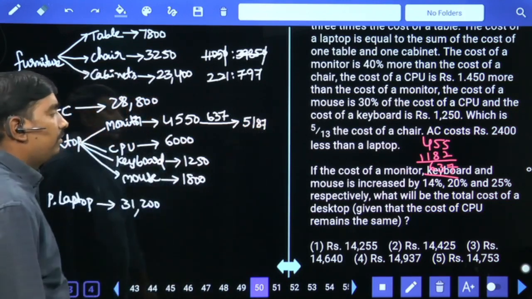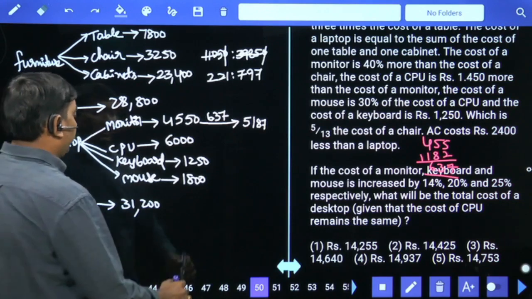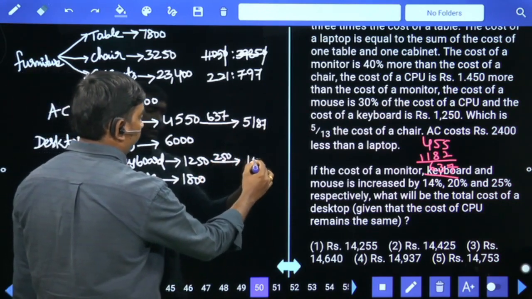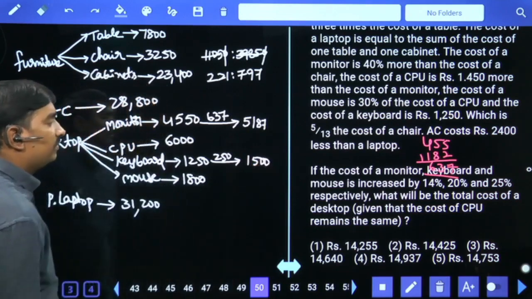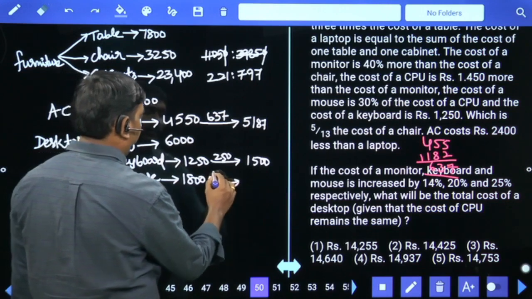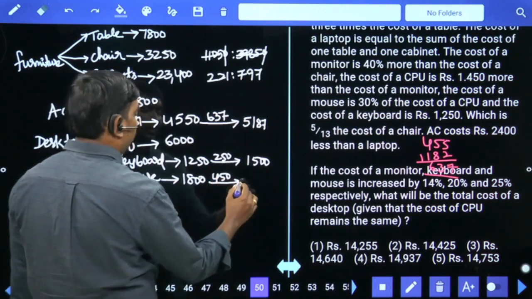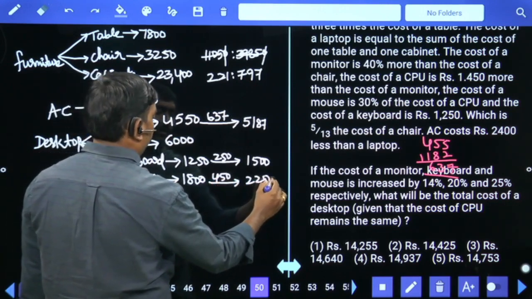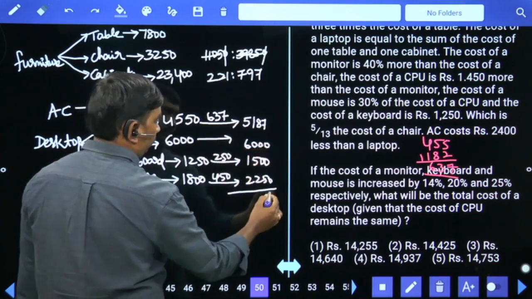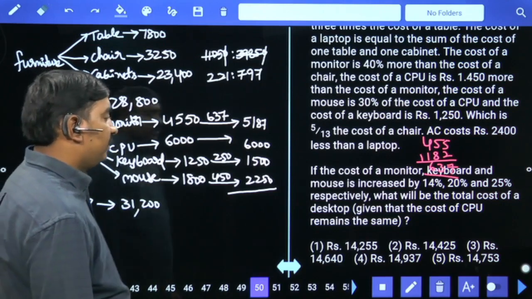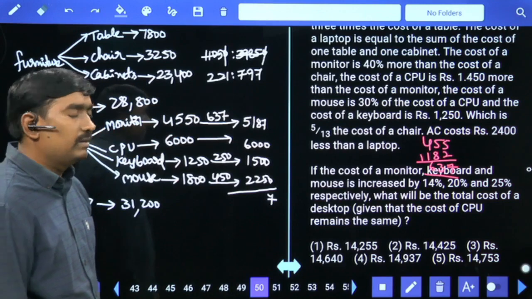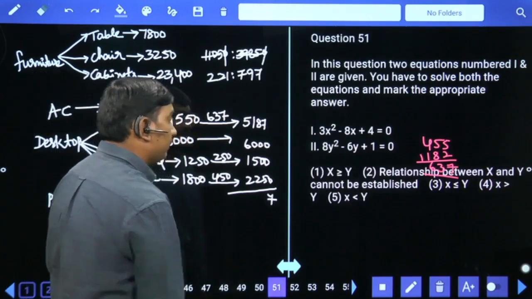That is monitor. And keyboard increased by 20%. 20% increase means 250 increases, 1500. And mouse increased by 25%. 25% means 450 increases, 2,250. And no change in CPU 6,000. So answer ends with 7. Ends with 7 means fourth option is your answer. 14,937.